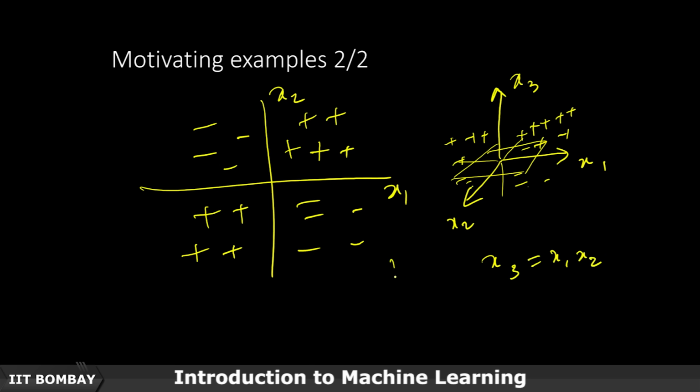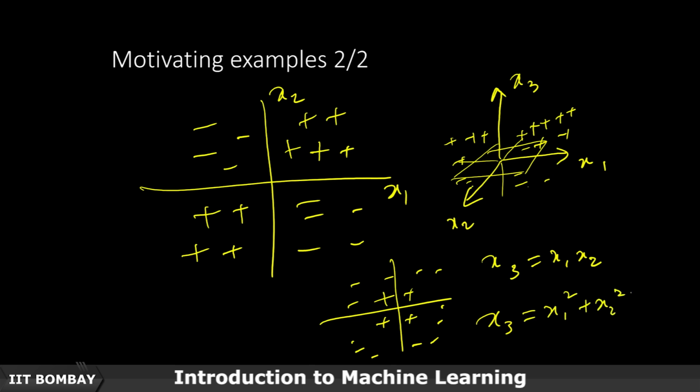Another example is that, let us say, if we had all the positive points concentrated closer to the origin and negative points that are away from the origin, then I can introduce another variable x3 which is x1 square plus x2 square. So then I will introduce this variable x3 where all the positive points will be in the lower values of x3 and all the negative points will be on the higher values of x3, and then I can again use a hyperplane linear classifier to classify between the positive and negative samples.